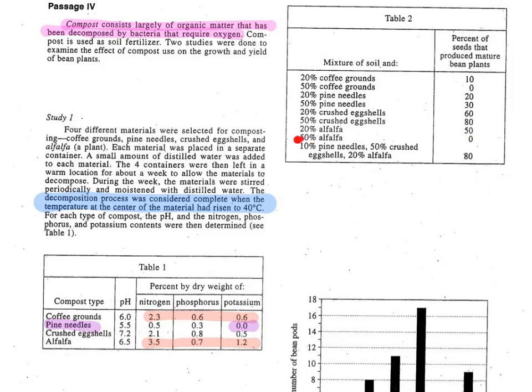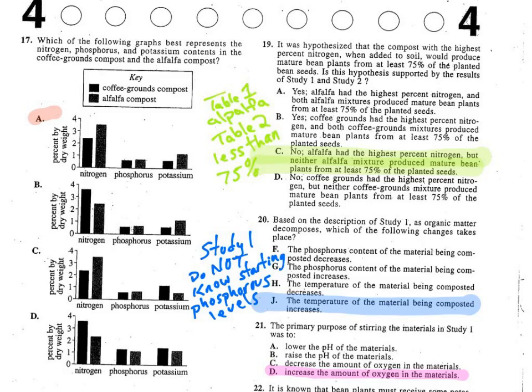And we notice that the last three, specifically the 20% and 50% alfalfa, those were the trials that used alfalfa. And when we just had the high nitrogen content in the soil, neither of those reached the 75% of seeds that made mature bean plants. Therefore, we have to say that no, alfalfa had the highest percent nitrogen, but did not satisfy the hypothesis, choice C.